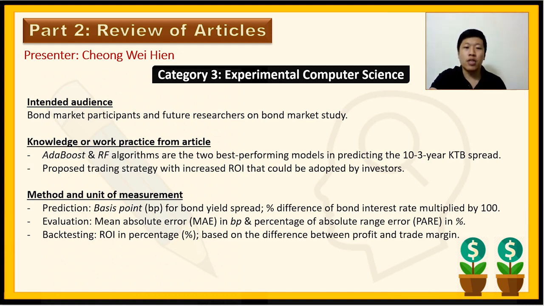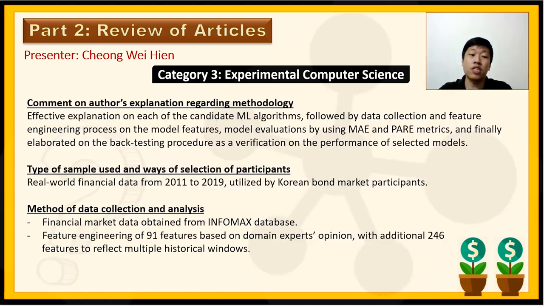As for the measurements, during prediction, the main unit being used is the basis point (BP) for the 1-year spread. As for evaluation, it is MAE and PRE in respective units, and as for backtesting, it is ROI in percentage. So overall, the author is able to effectively explain each part of the methodology in a clear and concise manner.